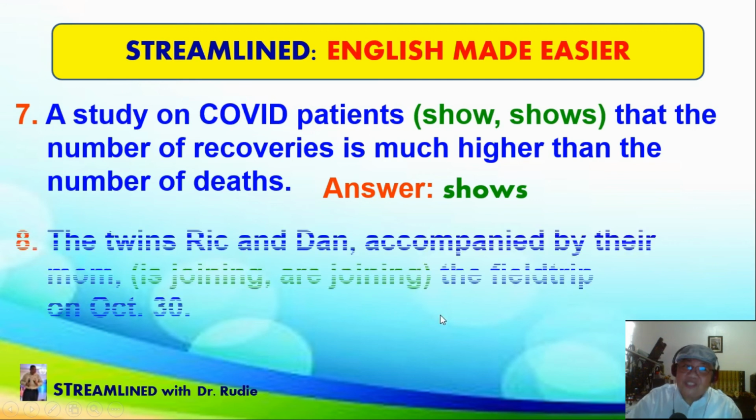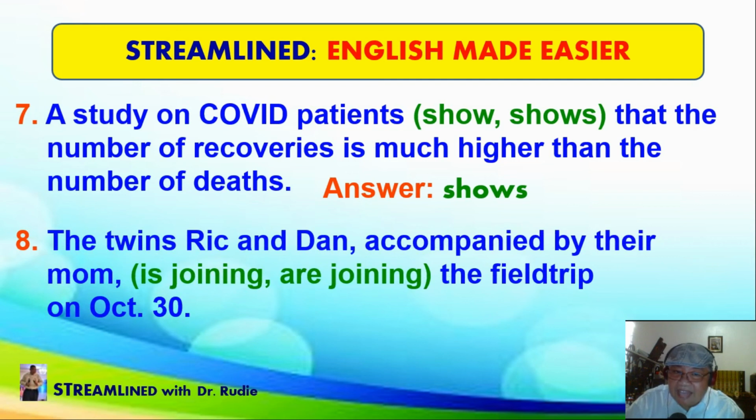And the last question. The twins Ric and Dan, accompanied by their mom, are joining the field trip on the 30th of October. What's the correct answer for this one? The answer is are joining. Our subjects are Ric and Dan. Plural in form. That's why the answer must likewise be plural, are joining.